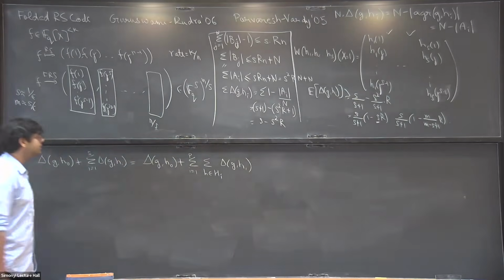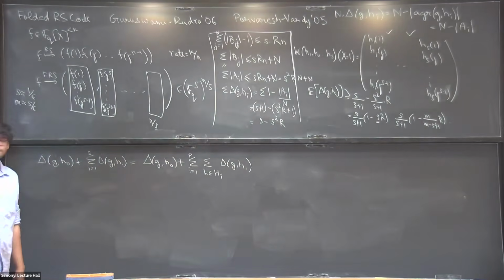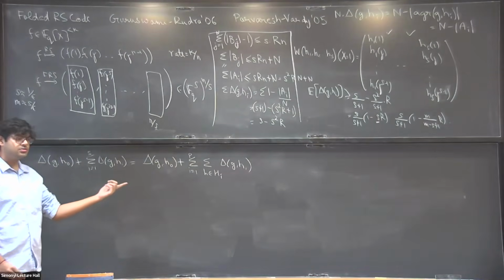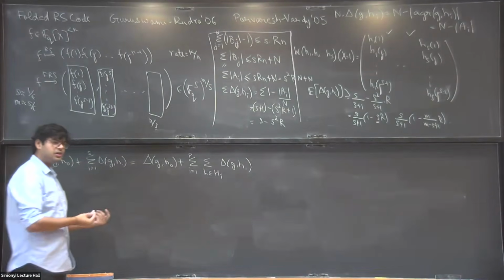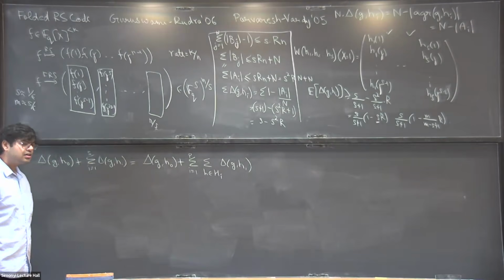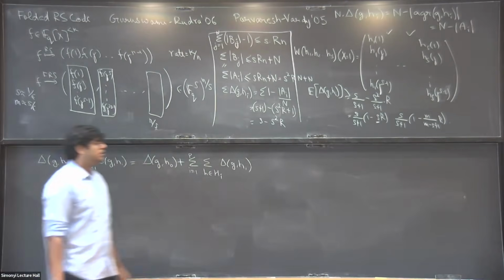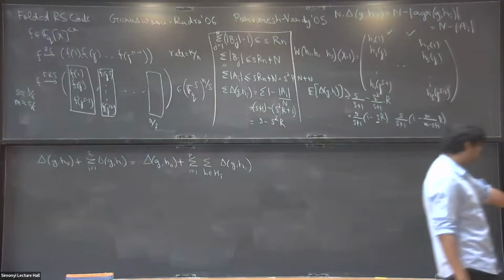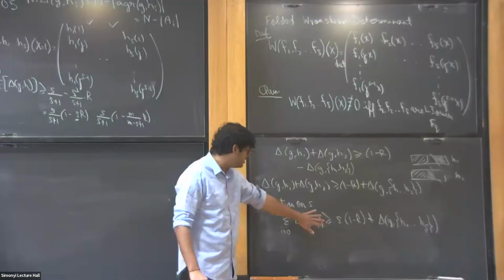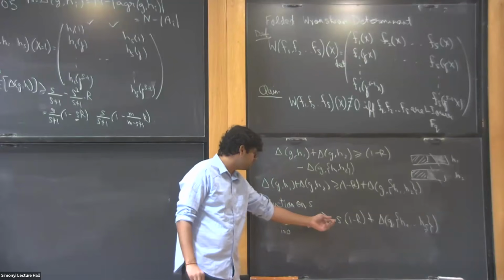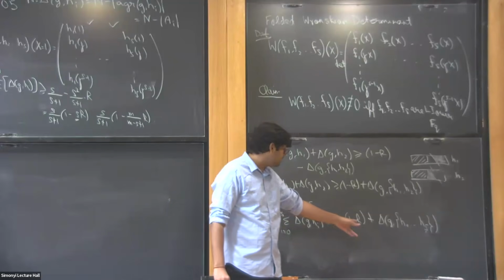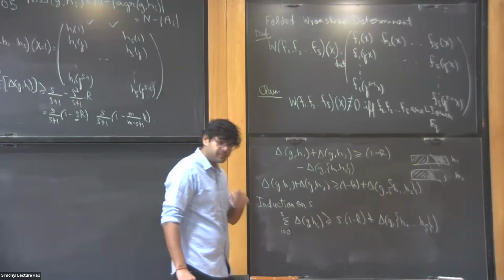I've just partitioned the sum according to these HIs. And then on each HI, I use the inductive hypothesis. Each HI will be smaller than the original, so you use the inductive hypothesis, which will allow me to say that it's at least S times 1 minus R, the number of code words minus 1 times 1 minus R, plus this common term.